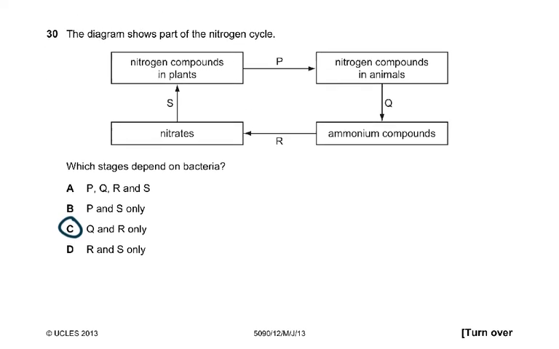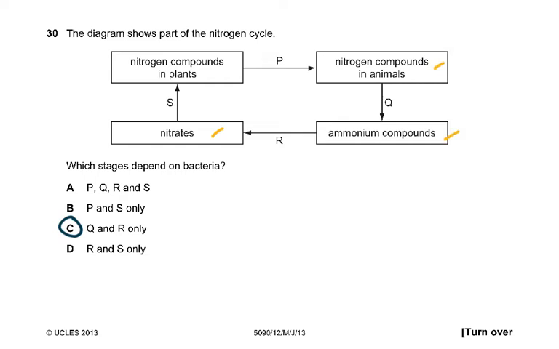Then coming to question number 30, the diagram shows part of the nitrogen cycle. Nitrogen compounds in plants, nitrates, nitrogen compounds in animals, ammonium compounds. Which stages depend on bacteria? Nitrogen compounds in plants to nitrogen compounds in animals: this is feeding and digestion.